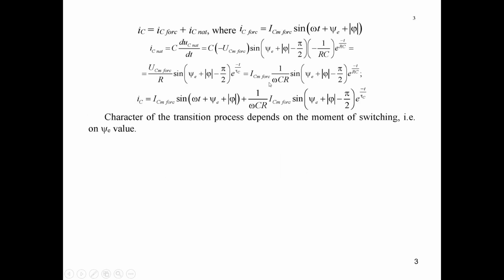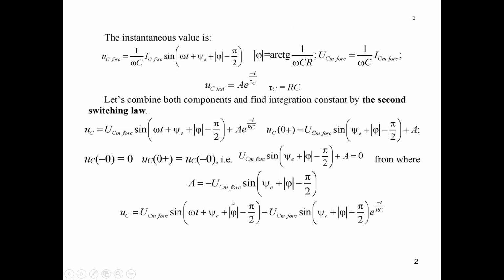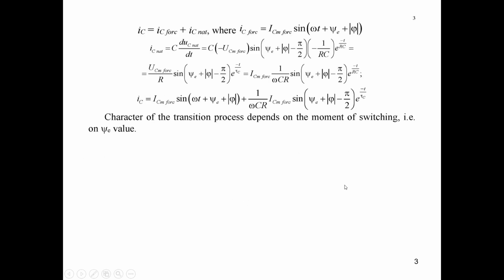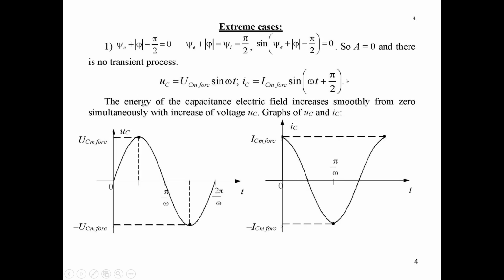In this case, when the expression under the sinusoidal sign is equal to 0, we will have sine 0 equal to 0, and the A integration constant will be equal to 0 also, no transient processes at all. So we will have just uC equal to the forced component, and iC equal to just the forced component also. And we will have such graphs of changing in time of voltage drop across capacitance.